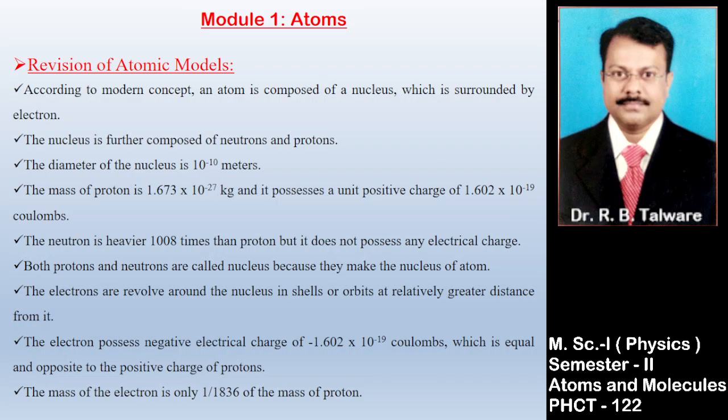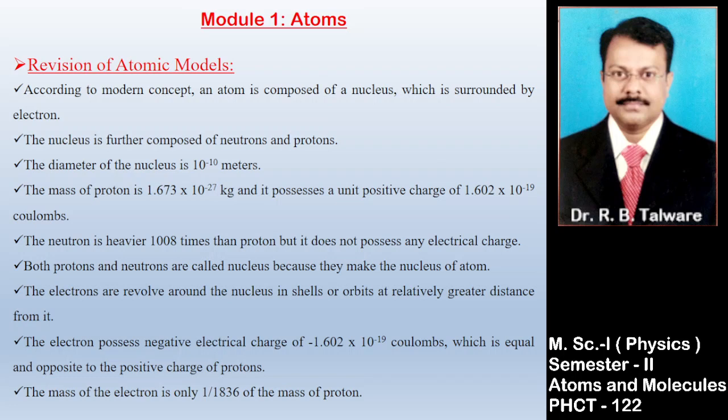According to the modern concept, the atom is composed of a nucleus which is surrounded by electrons. The nucleus is further composed of neutrons and protons. Protons carry positive charge. The diameter of the nucleus is on average 10 raised to power minus 10 meter. The mass of a proton is 1.673 into 10 raised to power minus 27 kilogram, and it possesses unit positive charge of 1.602 into 10 raised to power minus 19 coulomb.